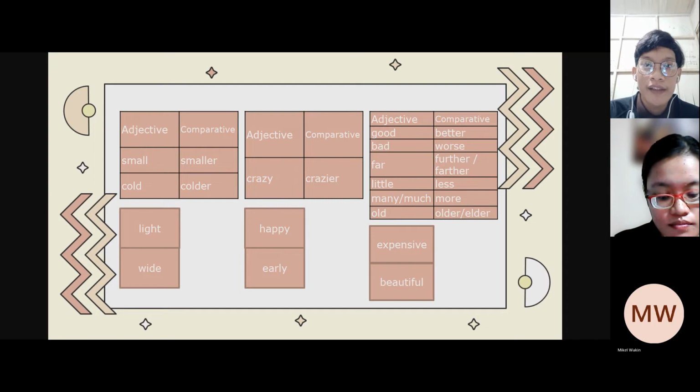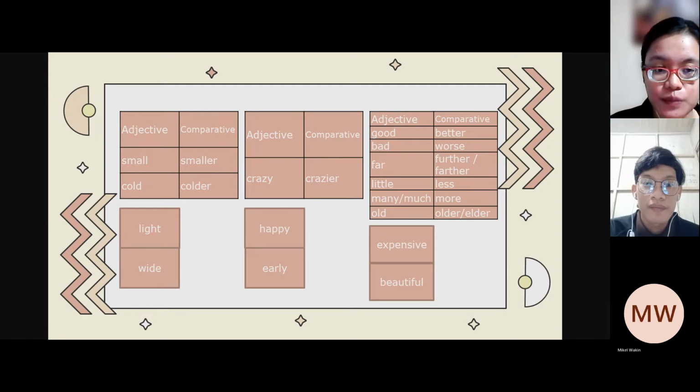We have here the adjective small and its comparative form, which is smaller. The second adjective is the word cold and its comparative form, which is colder. Now let's proceed to the examples. We have here the word light. What do you think its comparative form, Miss Salget? I think, sir, the comparative form of light is lighter.